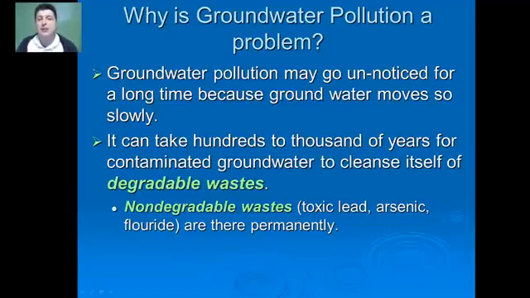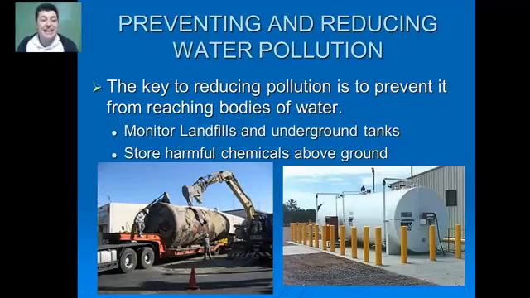The availability of oxygen and microbes that would be able to degrade that waste is a major limiting factor. Additionally, there are some wastes that are completely non-degradable, like heavy metals, and they're going to be there permanently unless we can dig down, actually remove that soil and water, and dispose of that in a hazardous waste landfill, and that is timely and costly. The key to reducing water pollution, especially groundwater pollution, is just to prevent it from reaching those bodies of water. So we have to monitor our landfills and underground tanks to make sure that they're not leaking, and store our harmful chemicals above ground so that we can monitor them.